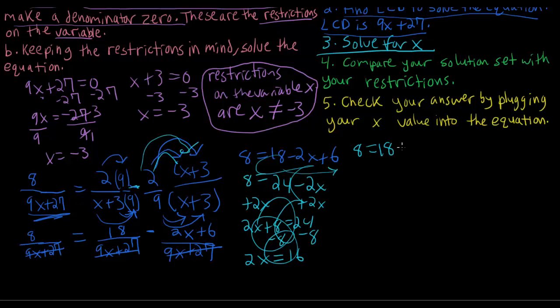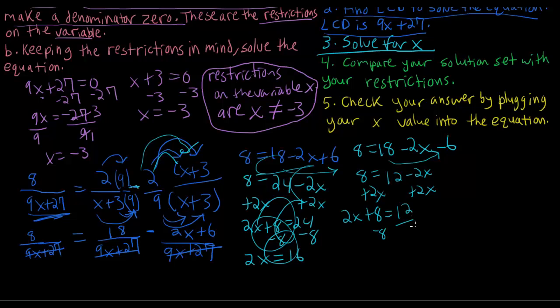8 equals 18 and then minus 2x, and negative 2 times positive 3 should have been negative 6. And then right here I can simplify. So 8 equals 18 minus 6 is 12 minus 2x. Add 2x to both sides. I have 2x plus 8 equals 12. If I subtract 8 from both sides, it's 2x equals 4.